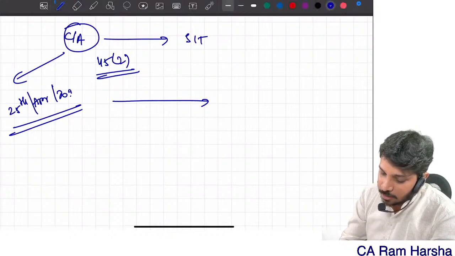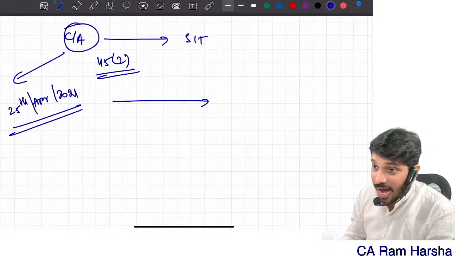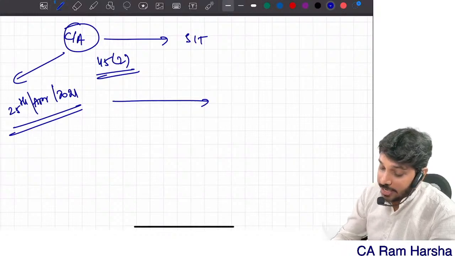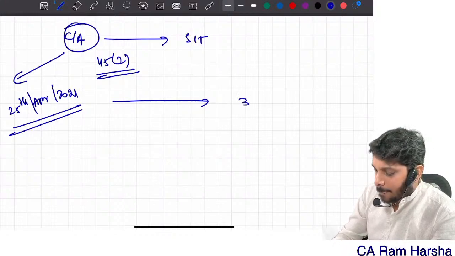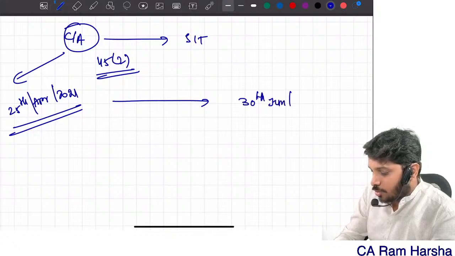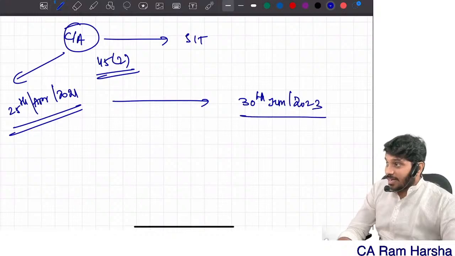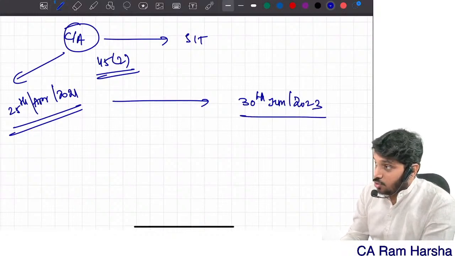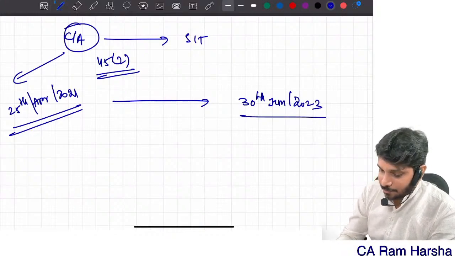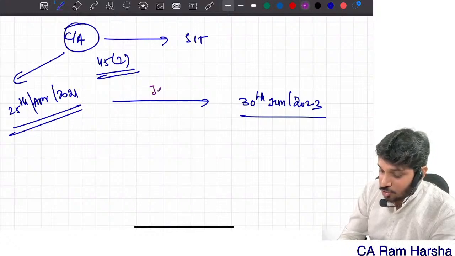I converted it into stock in trade. Okay. Remember, this is also jewelry only.